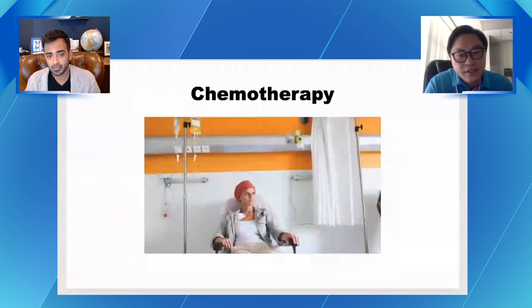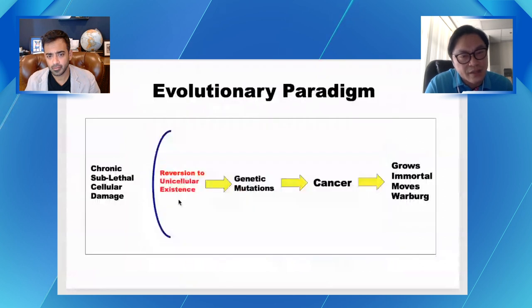So what you've got is this reversion to unicellular existence, which is brought on by the evolution from chronic sublethal injury.